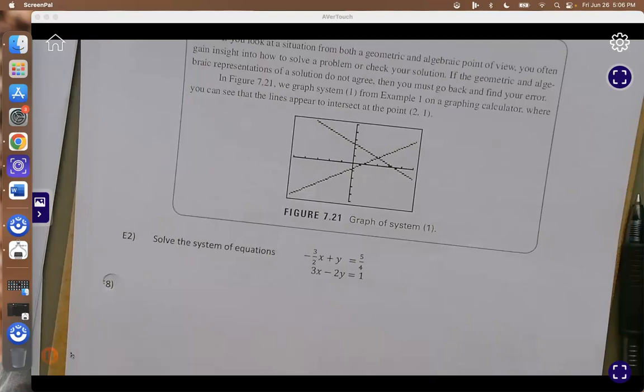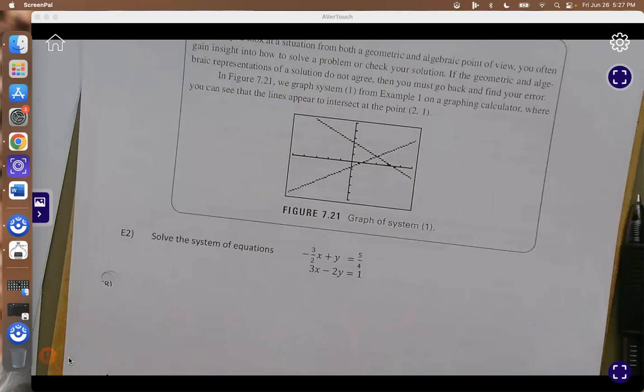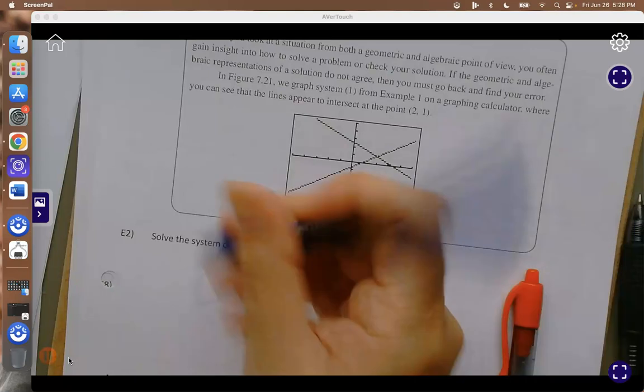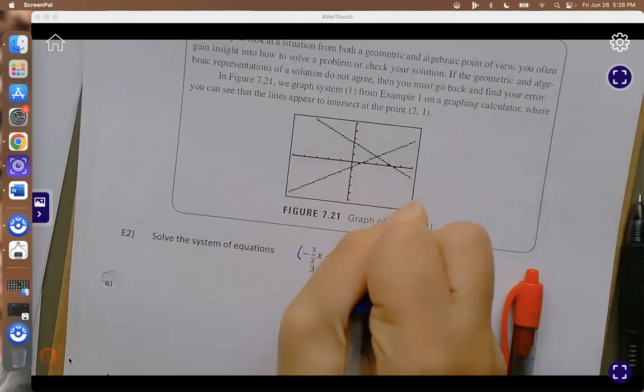Okay. Now, let's look at the next one. This one doesn't look too fun. So, yeah, that looks not nice. But if you look right here, one's a plus and one's a minus already. And if we just multiply this one by 2, they will cancel. So what I'm going to do is I'm going to multiply this top one by 2.